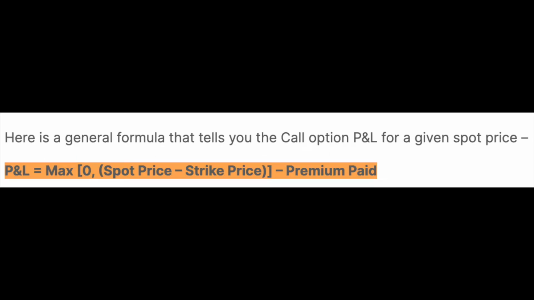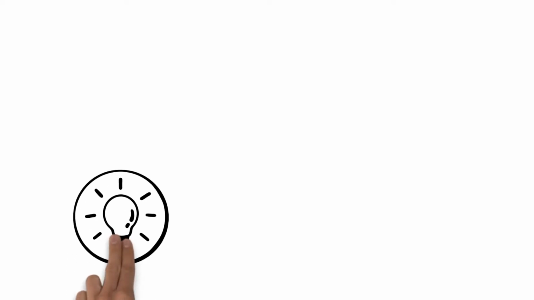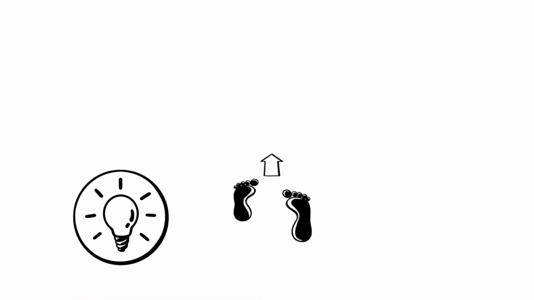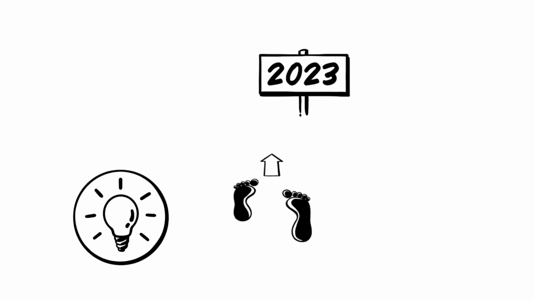Going by the above formula, let's evaluate the payoff for a few possible spot values on expiry: 2023, 2072, 2055. The solution is as follows. At 2023: max(0, 2023 - 2050) - 6.35 = max(0, -27) - 6.35 = 0 - 6.35 = -6.35. The answer is in line with generalization 1, loss restricted to the extent of premium paid.